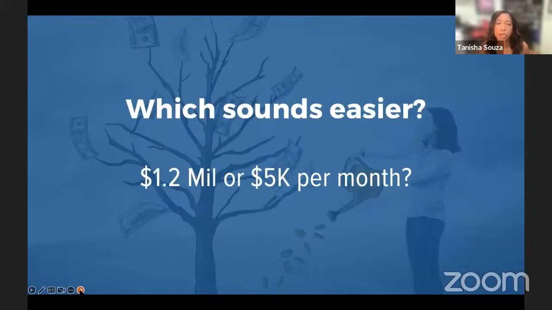I mean, what sounds easier, 1.2 million or $5,000 a month? What's easier to achieve, right? You heard both of our stories. We were able to create passive income, monthly income, fairly quickly. My husband and I became financially free in less than 2 years from when we got married. We created an extra $100,000 a year in passive cash flow, usable income, in 2 years. So what we're going to share with you today is going to help you do that.